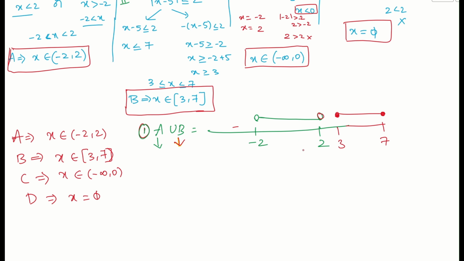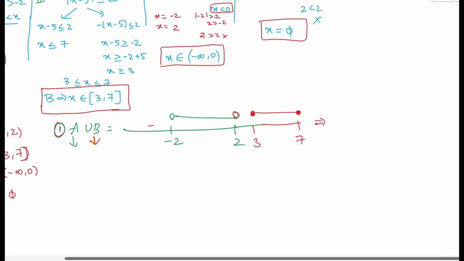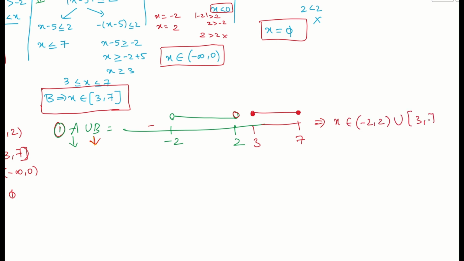Now tell me, what is the union of these two sets? Union means I can say that x belongs to the open interval minus 2 to 2 union the closed interval 3 to 7. Are you getting my point? So these are the values. What we want is the number of integral solutions, which means the number of integers in the given set.